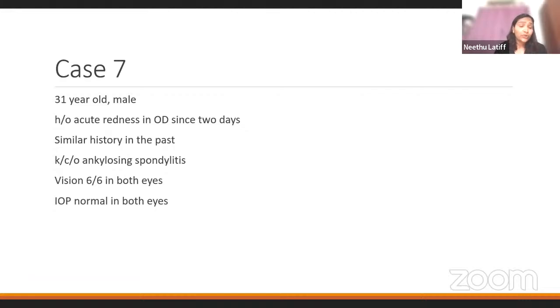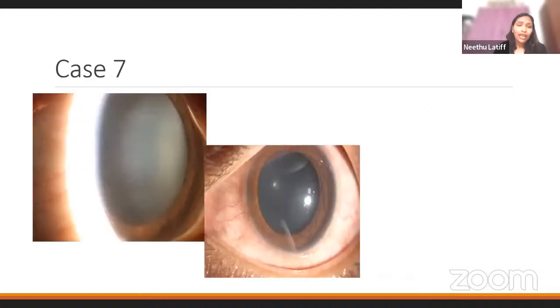Here is another case, a known case of ankylosing spondylitis, presenting with redness in the right eye, with similar history in the past, so I didn't have to check for the diagnosis. This was the slit lamp finding of the patient. You can see granulomatous anterior uveitis. I just put up this picture to show that not all cases of HLA-B27 present with fibrinous or hypopyon anterior uveitis. You can even get a mild or moderate inflammation. So in any case of recurrent non-granulomatous anterior uveitis, the first test you go for is HLA-B27.